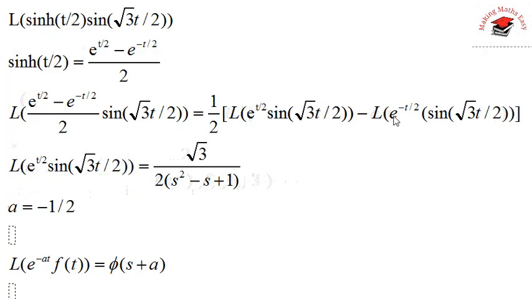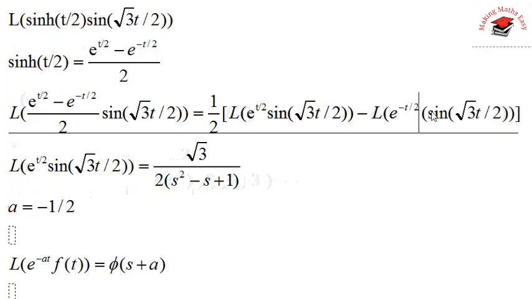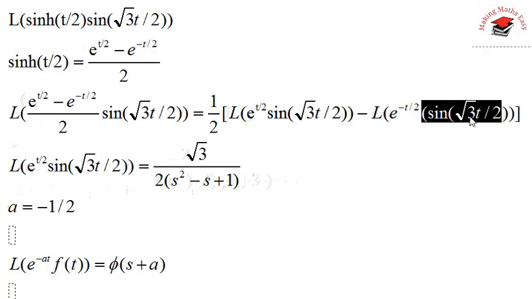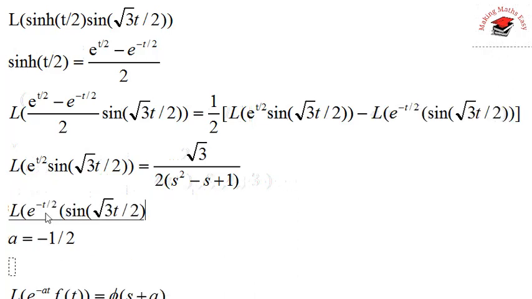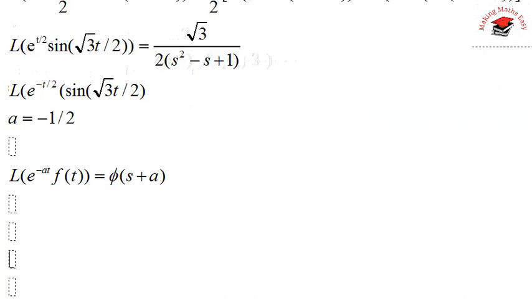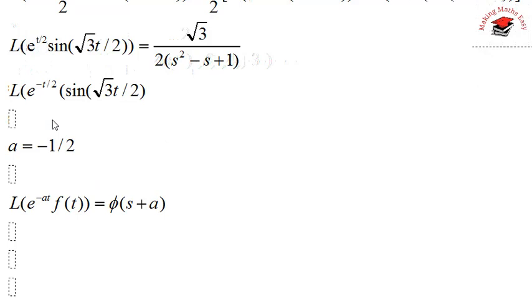So let us look at this e raised to minus t sine of square root of 3t minus 2. Find the Laplace of this function. For finding the Laplace of this function, we have the value of a, on comparing this with this equation, we get the value of a equal to 1 by 2. So in this case the value of a will be equal to 1 divided by 2. So let's substitute the values in the equation and find out the Laplace.